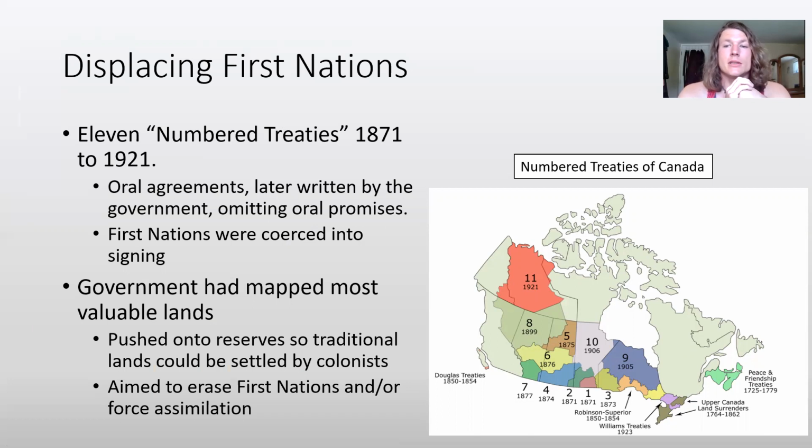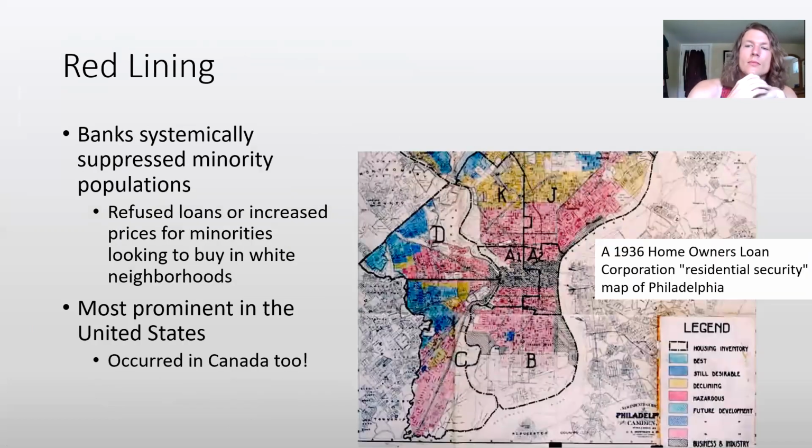And so the whole aim of this numbered treaties thing was to erase First Nations from the continent and/or force their assimilation into white Canadian society. And so again, this is a specific example of how mapping and cartography and geographic information has been used as a tool of oppression to do a lot of harm to Indigenous populations in Canada.